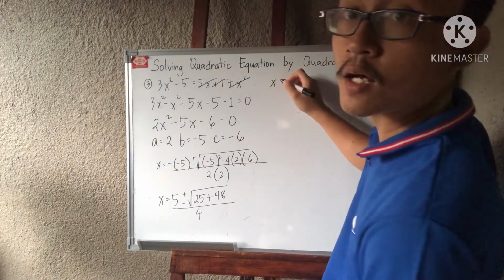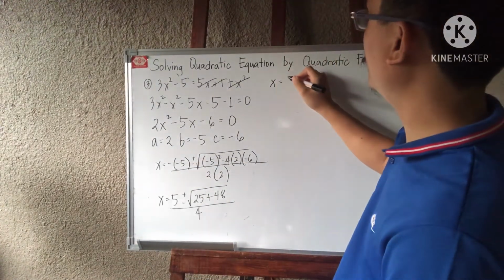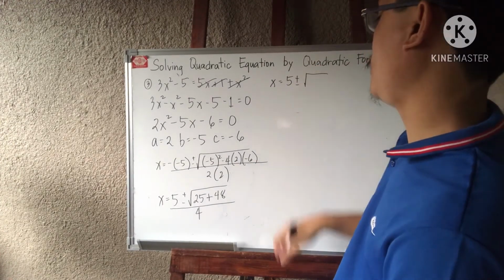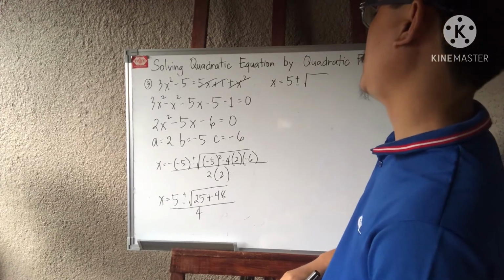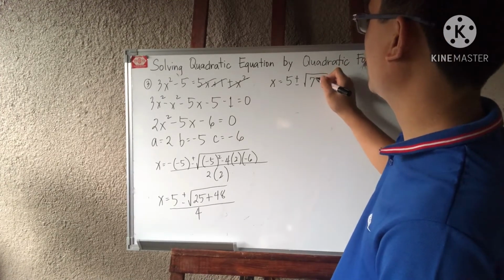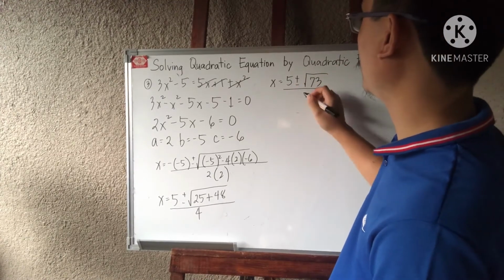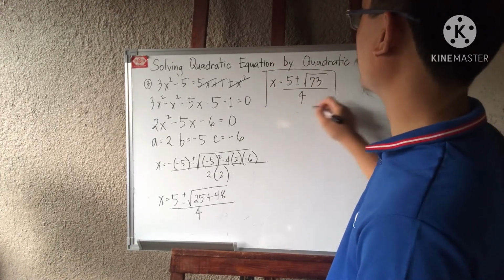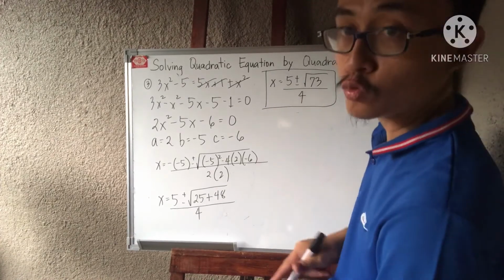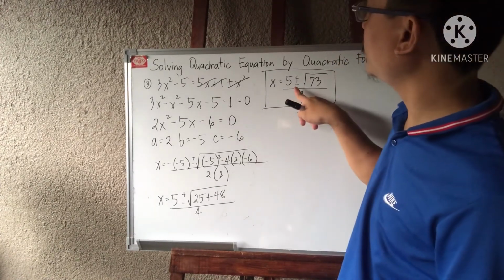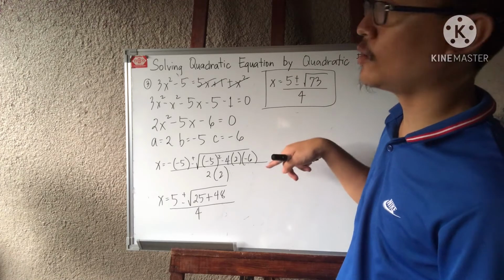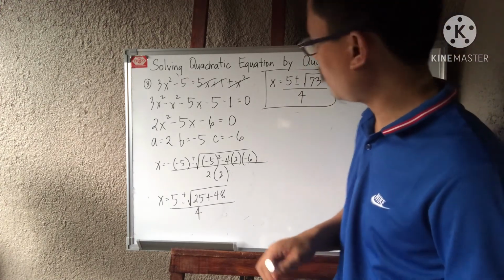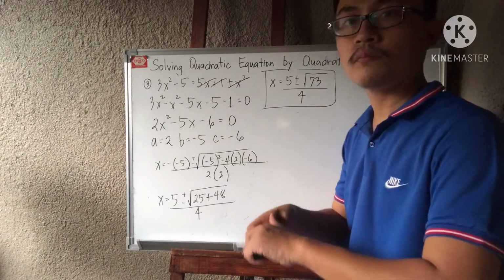So, x now becomes 5 plus minus square root of, this is 73, square root of 73 over 4. So, this is the final answer. So again, there are two roots or two solutions. One is 5 plus square root of 73 over 4, and then the other one is 5 minus square root of 73 over 4. Okay.